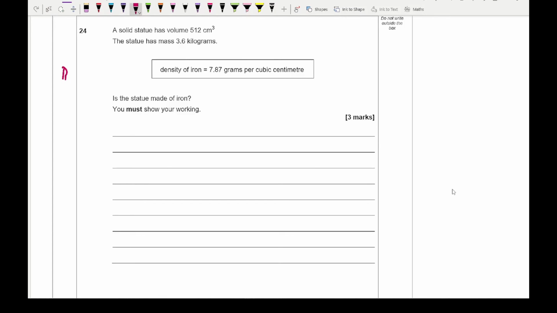Now density is equal to, now if you're not sure about the formula, always look at the unit. So grams, which is out of the two, is mass. Per means divide, and cubic centimeters is a unit of volume. So that's one way of remembering the formula. So then what I need to do is use these values and substitute them into the formula.